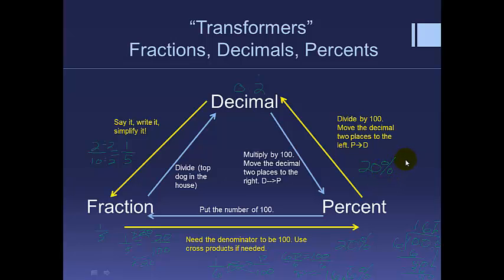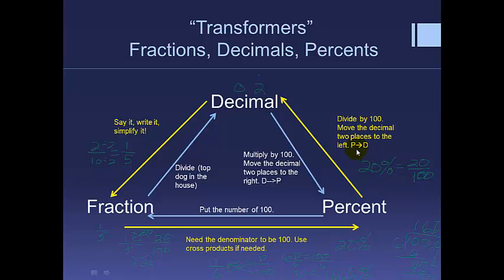So 20 divided by 100 would end up giving us 0.2, or 2/10. The shortcut way is we move the decimal 2 places to the left. Remember, 20% is really 20 over 100. So if I was to do that top dog in the house, 20 divided by 100, it would give me 0.2, 2/10. But again, the shortcut way is to move the decimal 2 places to the left.